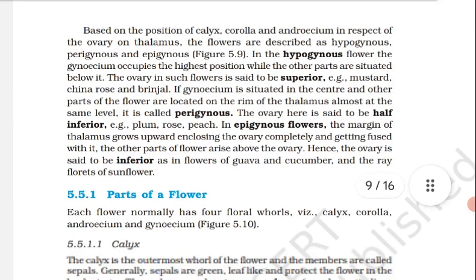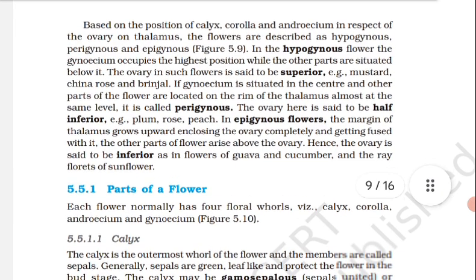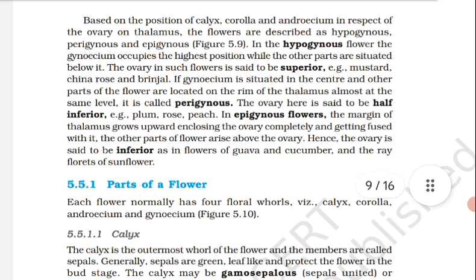Monodelphous in China rose, MCR. Diadelphous in pea and polydelphous in citrus. There may be variation in the length of the filament within a flower, as in salvia and mustard.